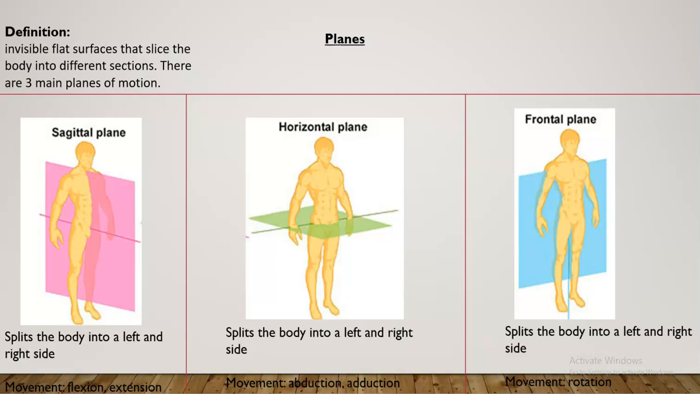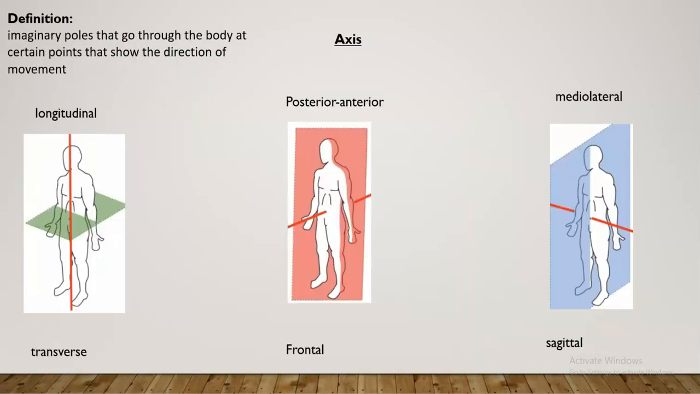All of these planes will generally match towards a specific axis. So now if we move on to axes, we find that axes are imaginary poles that go through the body at certain points to show the direction of movement. Firstly, we can match the sagittal plane with the mediolateral axis. So we look at the one on the right here.